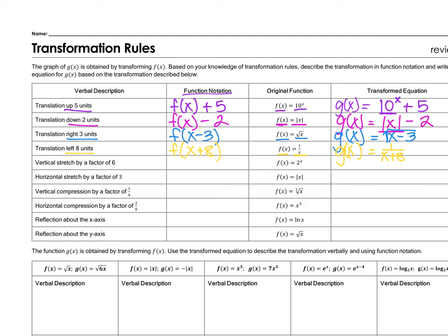Next one, we have a vertical stretch. Vertical is always on the outside, so vertical stretch by 6. So when I write my g, it goes in the very front. So I need a 6, and then I need the 2 to the x. This is exponential. You could also, if you want to, put parentheses around it, so however you would like to write it. So whenever you write it, this is f of x, so the 6 needs to go in front. So 6 and then f of x.